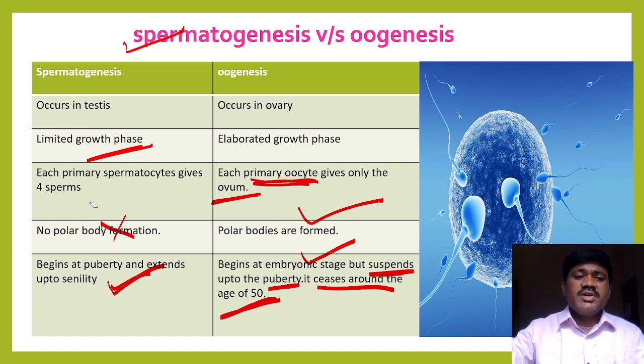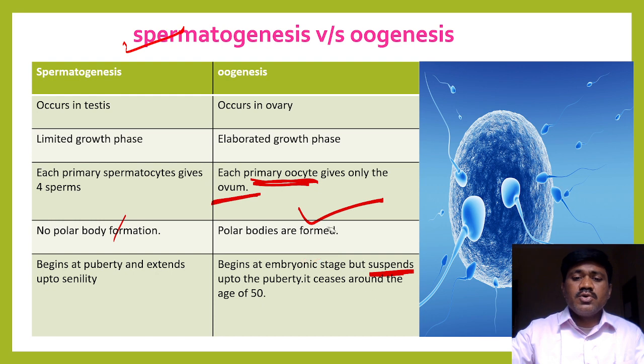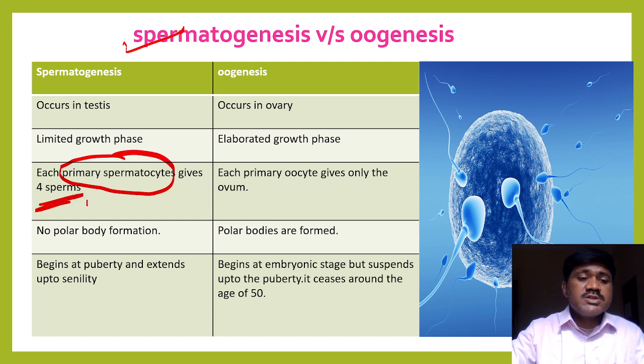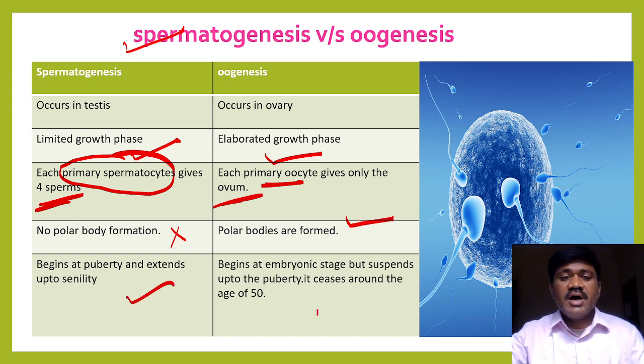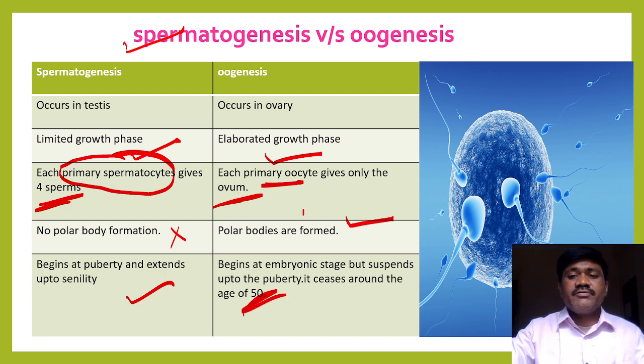It ceases around the age of 50 in females. So like this, there are some differences between the spermatogenesis and oogenesis processes. What you have to remember: each primary spermatocyte gives how many sperm cells? 4 sperm cells. Each primary oocyte gives how many ovum? Only one ovum. Here no polar body formation; here polar body formation. Spermatogenesis will be continued till death, and the oogenesis process will cease at 50 or 55 age.